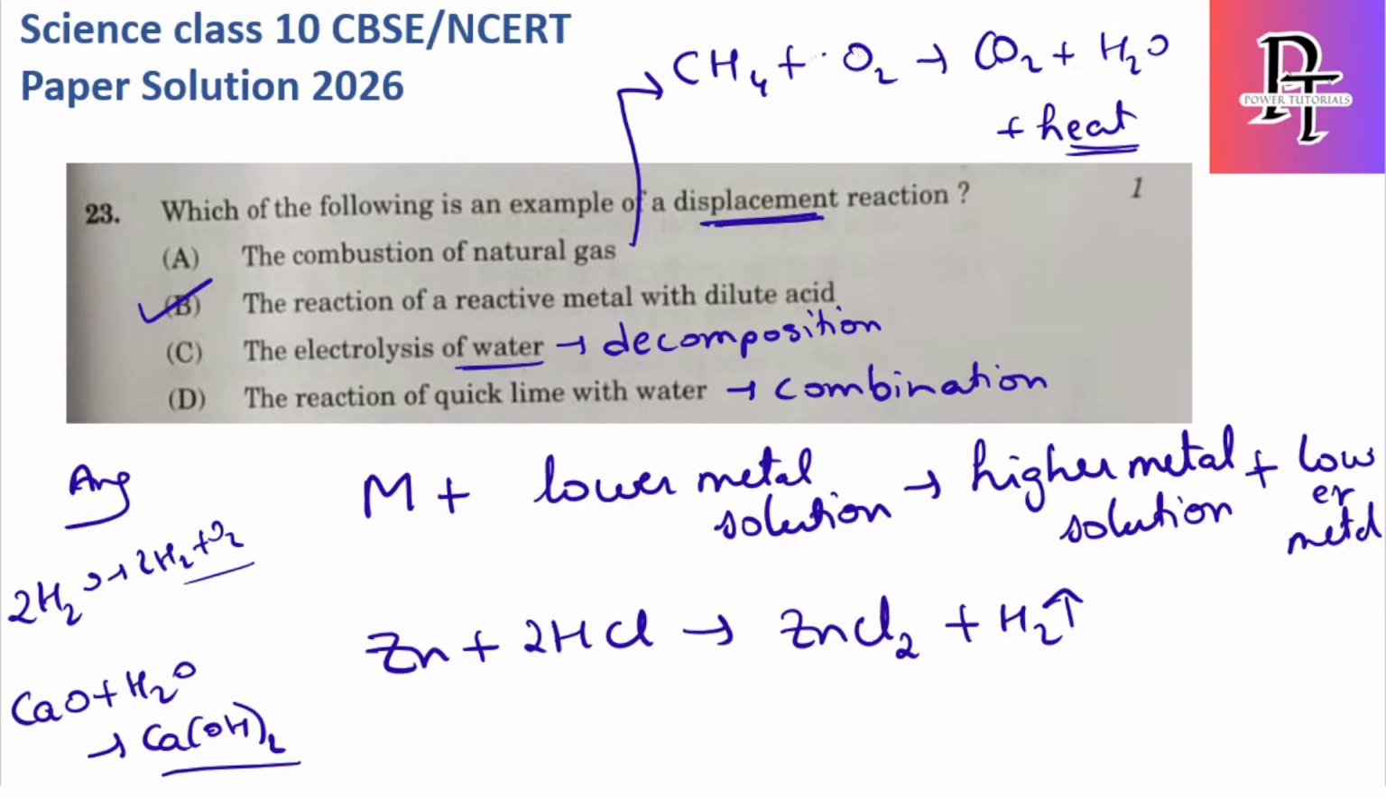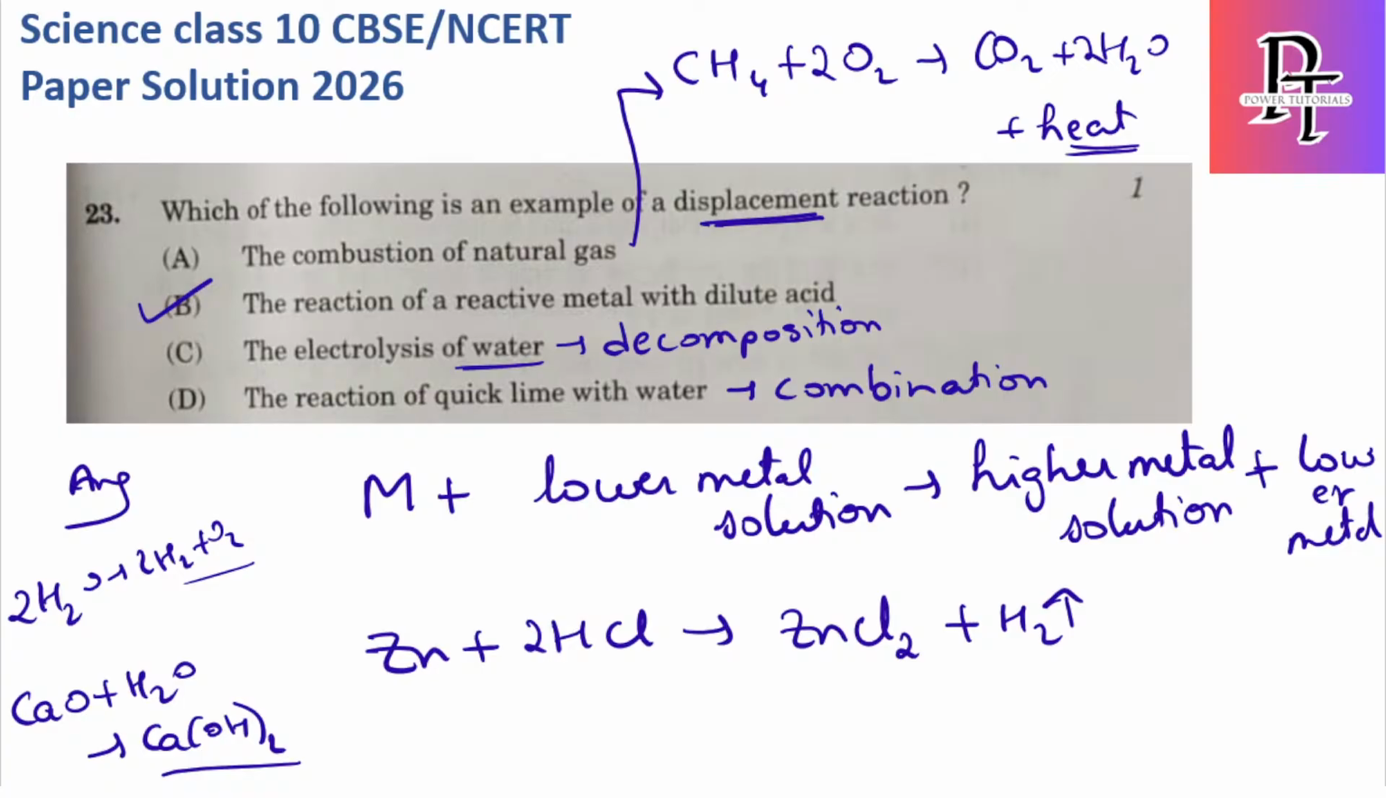3 oxygen, 2 oxygen. Let's make it 2 here, then it becomes 4 oxygen. Okay, 4 oxygen, 1 carbon, 4 hydrogen. Okay, now it is balanced. Let's move to the next question.